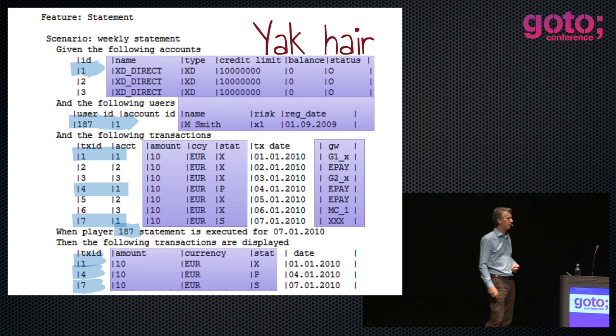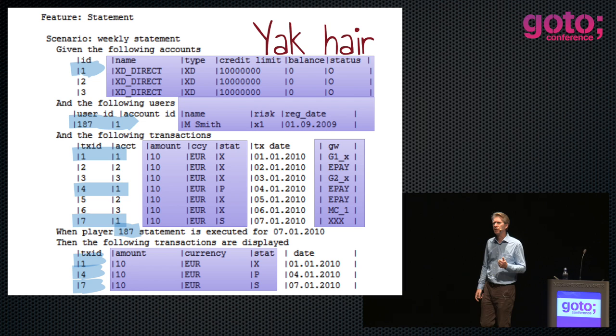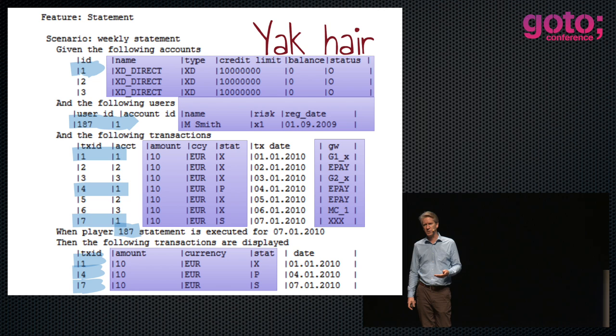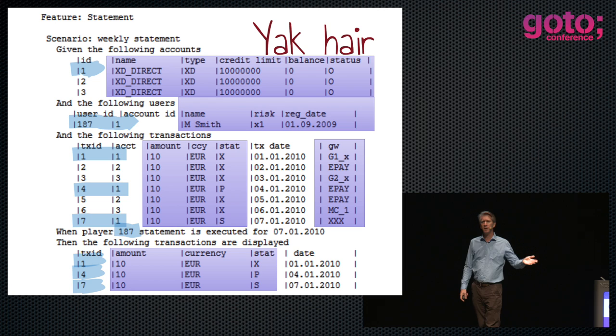And we know that we've asked for this statement on the 7th of January, so you would think, okay, if it is a weekly statement, then we probably want to only see transactions in the 7 days up to and including the 7th of January, which is fine. In the results, it does. Our earliest one there is the 1st, and our latest one there is the 7th.